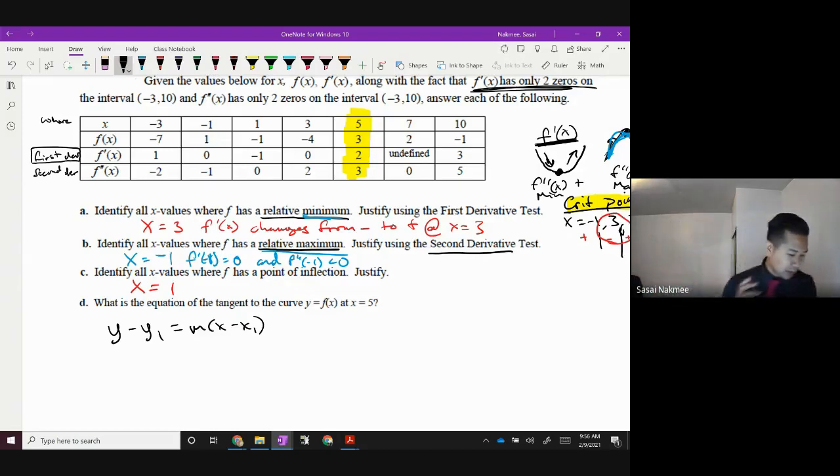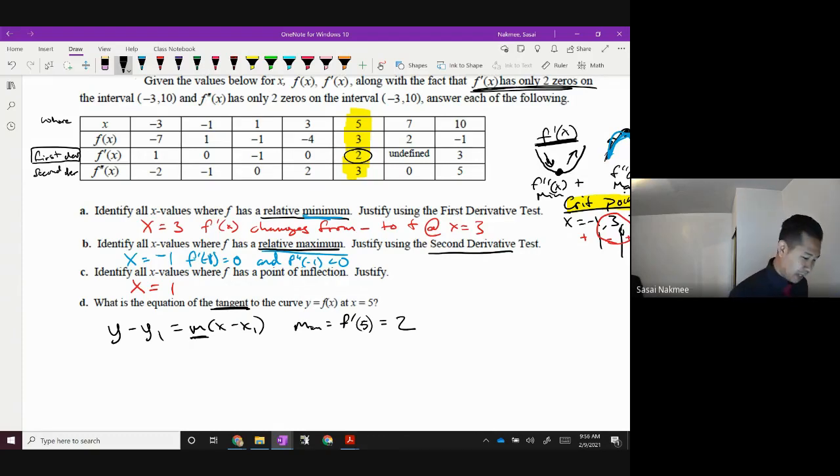So remember, this is an equation of a line that we're going to be using. Now they're telling us that it's tangent, which means we need to find the slope of the tangent line, which is equal to the first derivative at the point that we care about. And the point that we care about is at 5. So the slope of the tangent line is going to be the derivative value at x equals 5. What's the derivative value at x equals 5? They tell us right there, it's equal to 2. So that's going to be a 2.